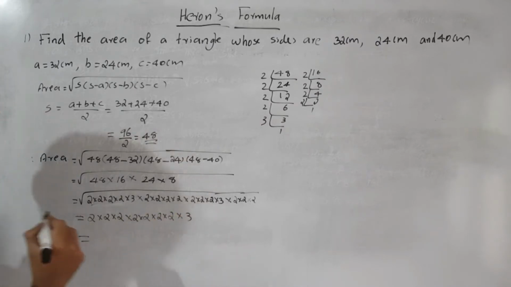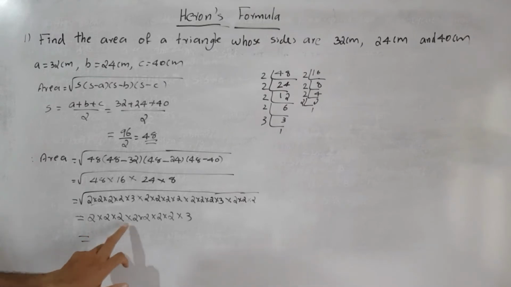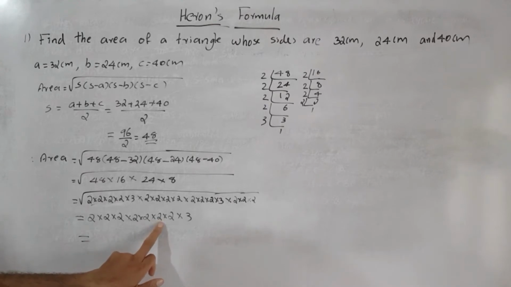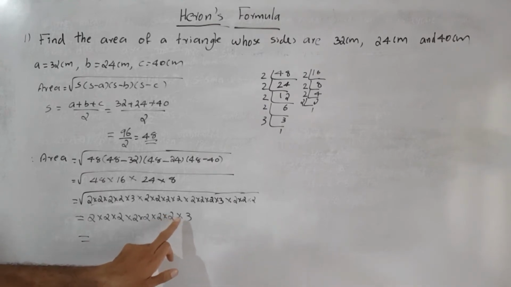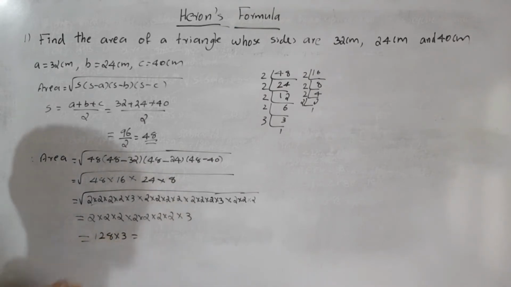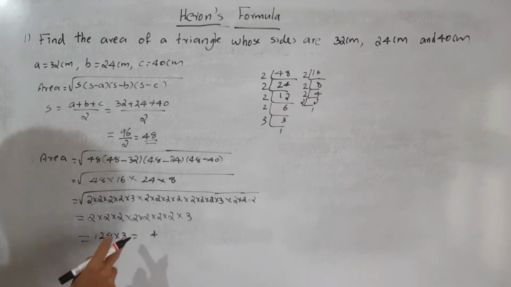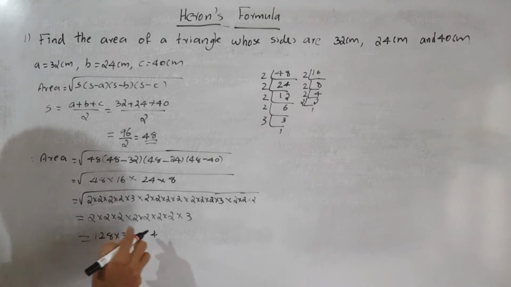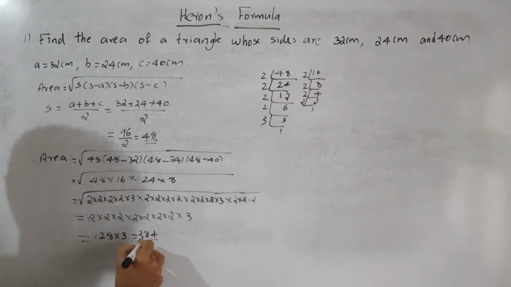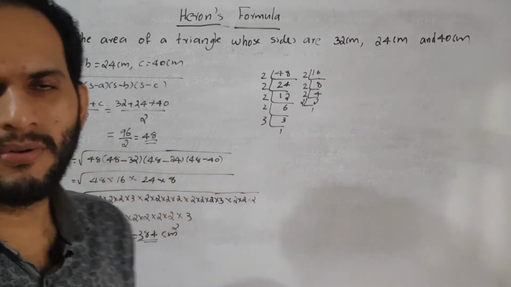Then it is equal to 2 into 2 is 4, 8, 16, 32, 64, 128 into 3. Okay, then 128 into 3: 8 into 3 is 24. Then 2 is balanced, 2 into 3 is 6. 6 plus 2 is 8. Then 1 into 3 is 3. Then 384 square centimeter is the area of this triangle.